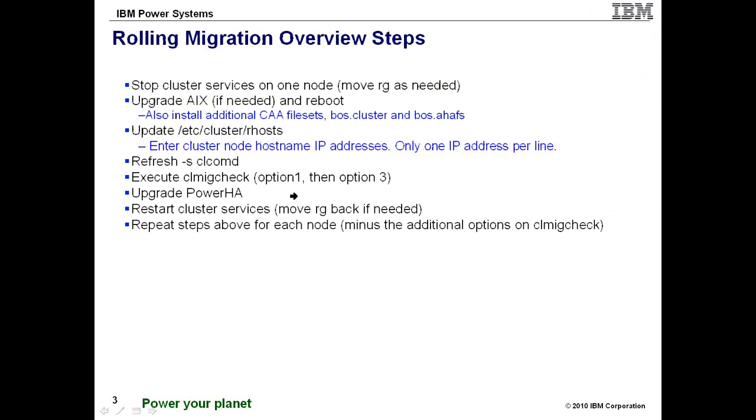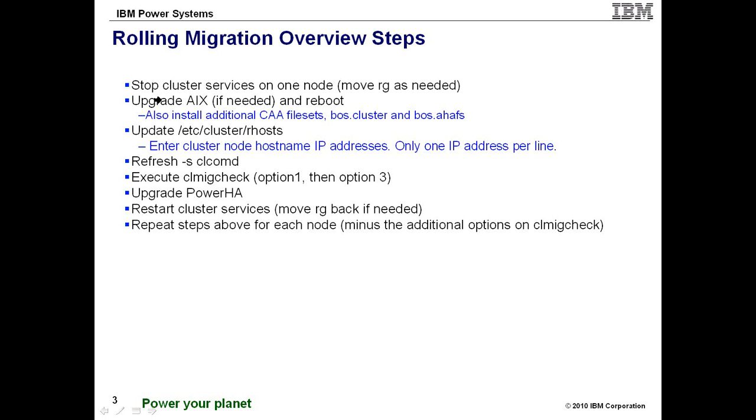First, let me give an overview of the steps required to actually perform a rolling migration to version 7. Now, these steps assume you are not already running a CAA-capable version of AIX, so this includes upgrading AIX. First, stop the cluster on any particular node. Typically, in a hot standby configuration, you do it on the standby node first. However, if you are stopping it on a cluster node that's hosting resources, you will probably want to move the resources over to another node.